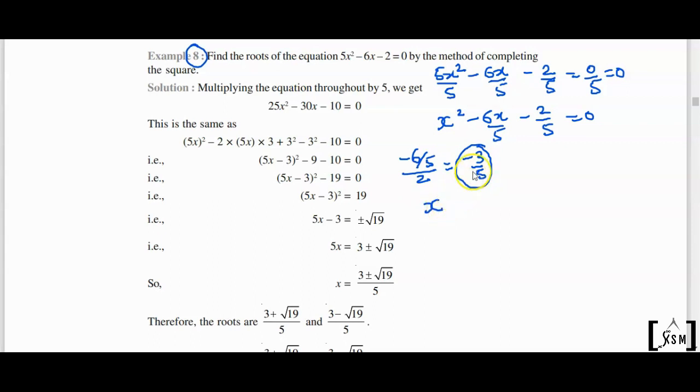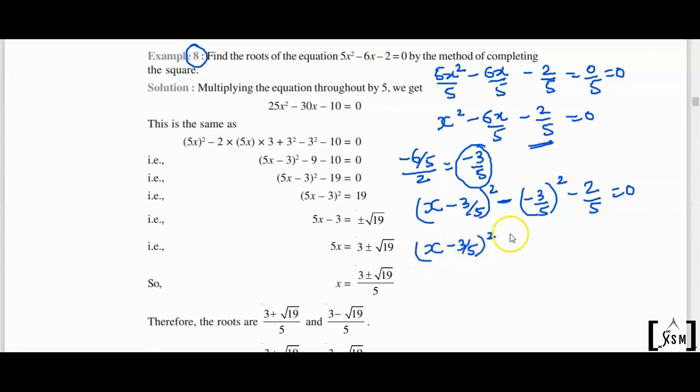So for x, because this is negative, we'll put (x − 3/5) whole square. And we always subtract the square of this number, so we put (−3/5)² squared. Then at the end we'll write the constant value, −2/5 equal to 0. Hope it is clear. Let's simplify. (x − 3/5)² minus (−3/5)² which will be 9/25, so minus 2/5 equal to 0.